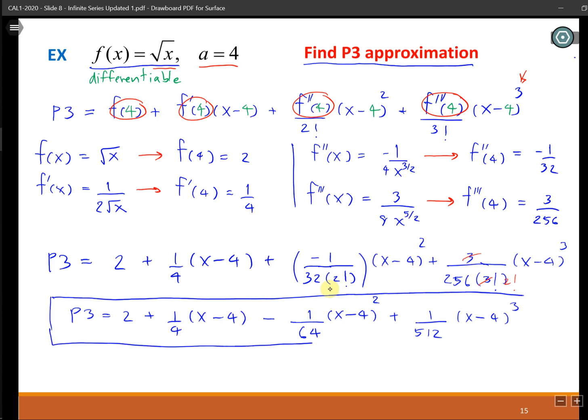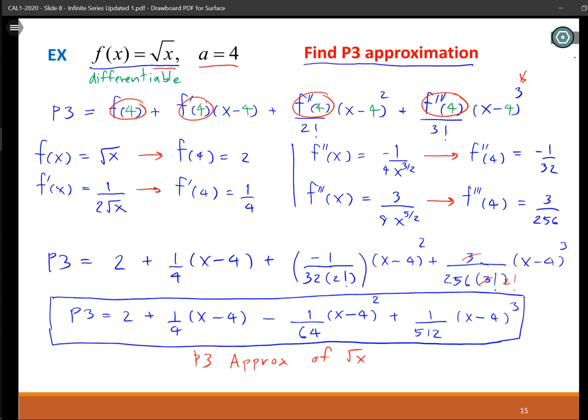P3 approximation of the square root of x. Alright, this is the approximation, well, let's put P3 here, of square root of x. So if you want to compute square root of x, but you don't want to use square root of x directly, you can use this instead.